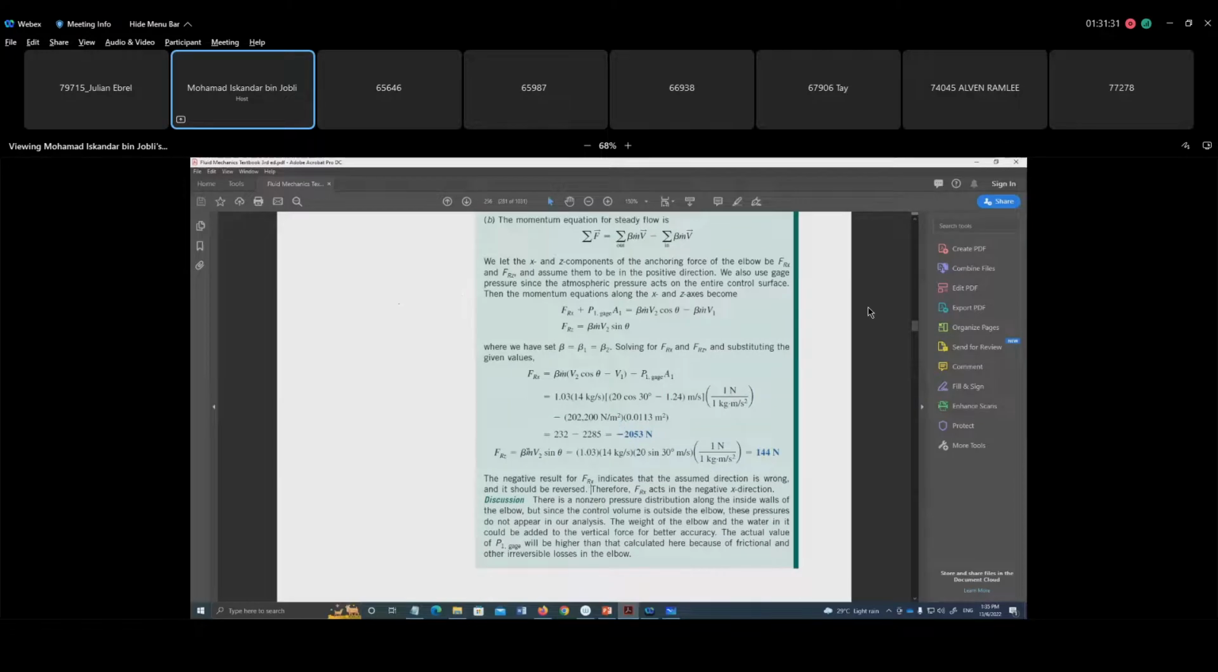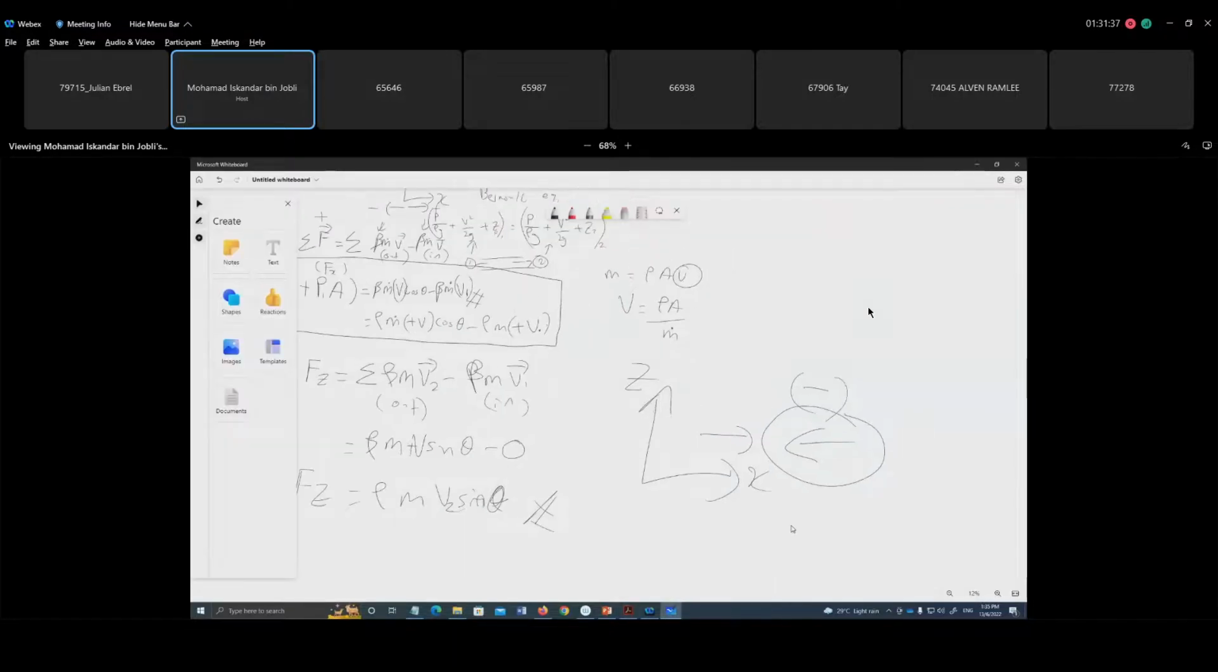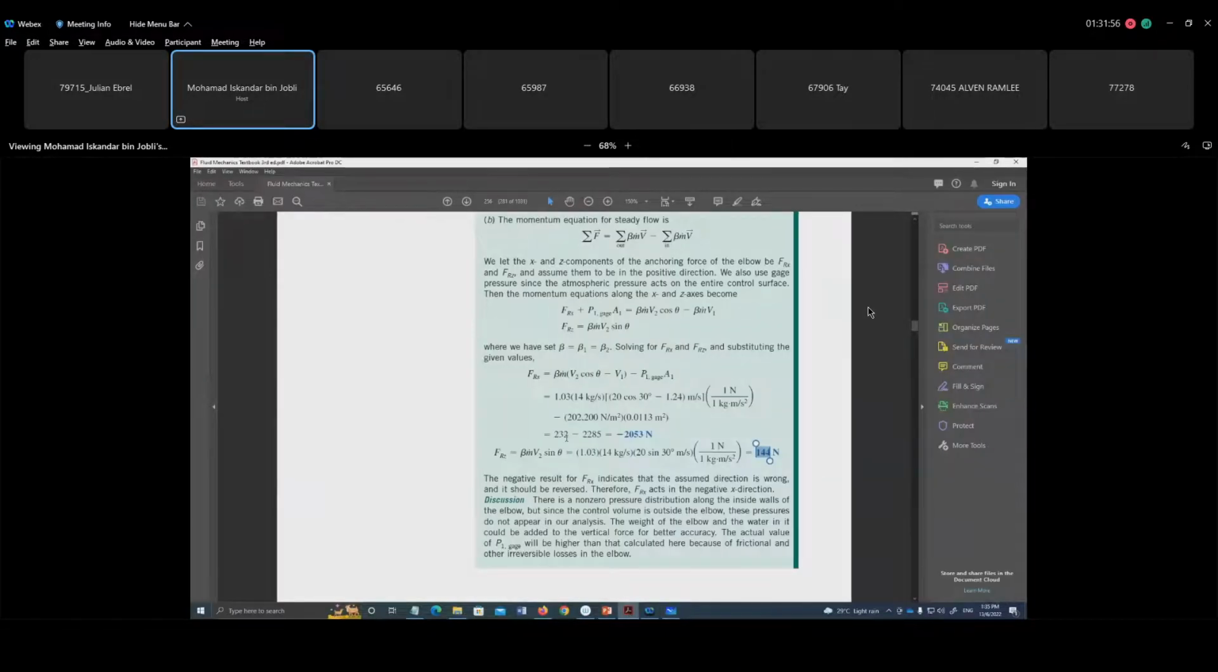After calculation, Fz is 144, meaning 144 is correct. We initially assumed that in the z direction the force is acting this way. Yes, it is correct. Fz is acting this way, and then Fx is acting in this direction. So that is basically what is meant by this calculation. Okay, I'm done with the calculation.